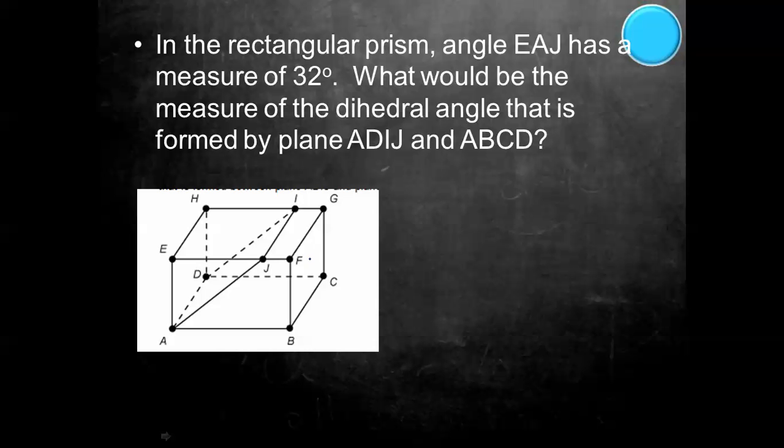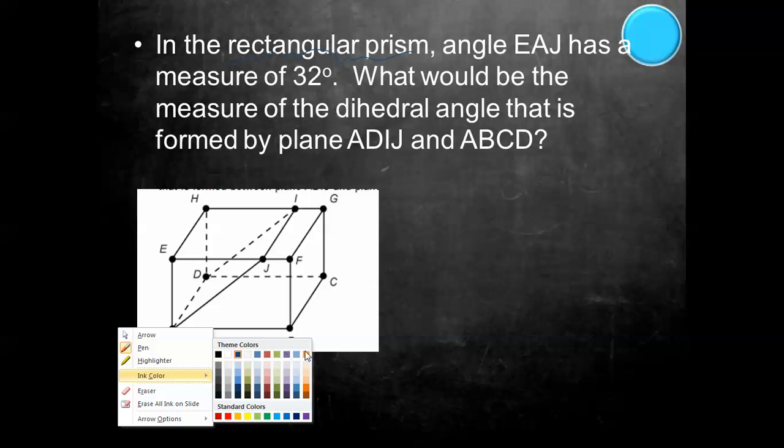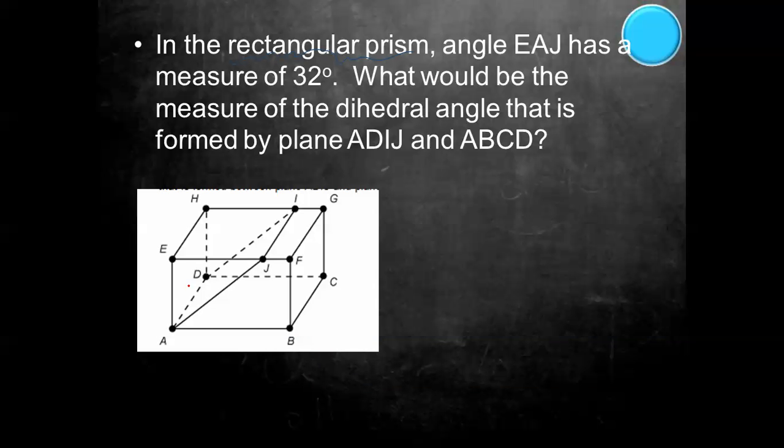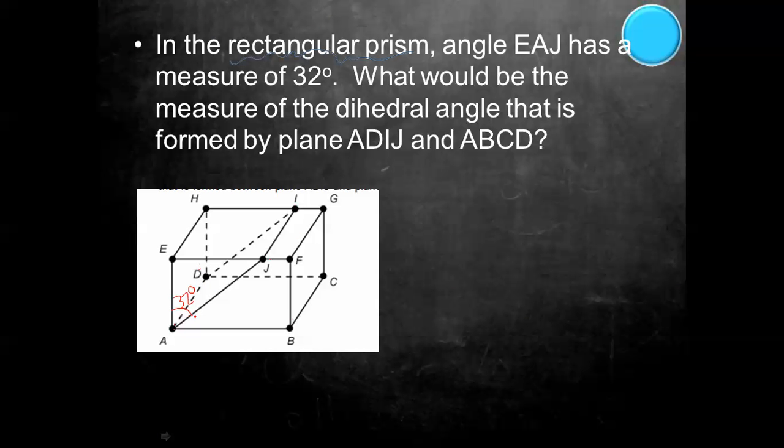Okay, so in this one, it says in the rectangular prism. That's important to know because that tells us that it's a right angle when we have a rectangular prism. It says that angle EAJ has a measure of 32 degrees. What would be the measure of the dihedral angle that is formed by plane ADIJ and ABCD? So the dihedral that we just talked about earlier over here. We want to know the dihedral, so that angle right there.